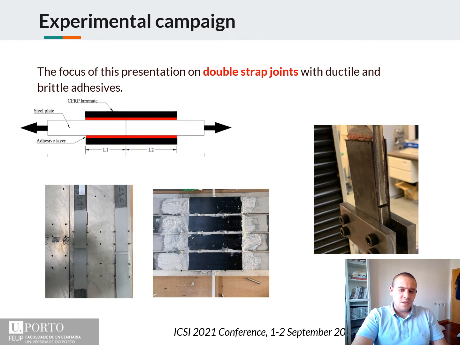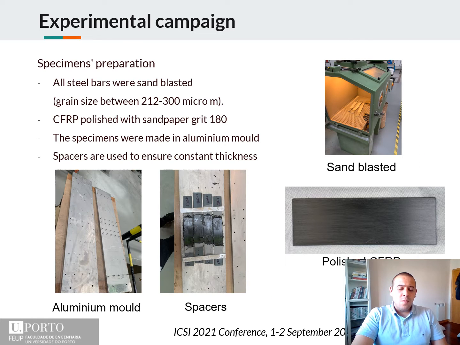And the focus of this presentation is mainly on double strap joints that are shown here in this figure with ductile and brittle adhesives. It is mainly made of two steel bars with a gap in the middle. The bars have 10 millimeter thickness and are patched with carbon fibers. Now, all the specimens were prepared equally, and all the steel bars were sandblasted with a very specific sand that is recommended for this application.